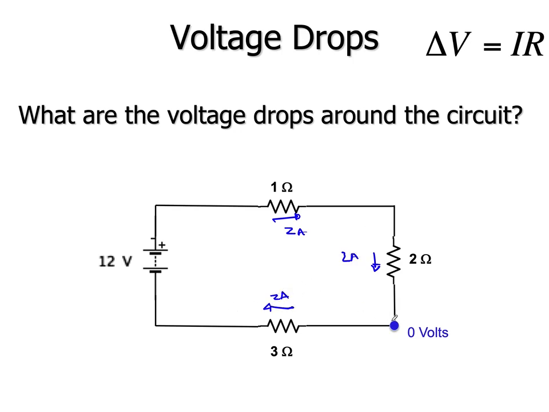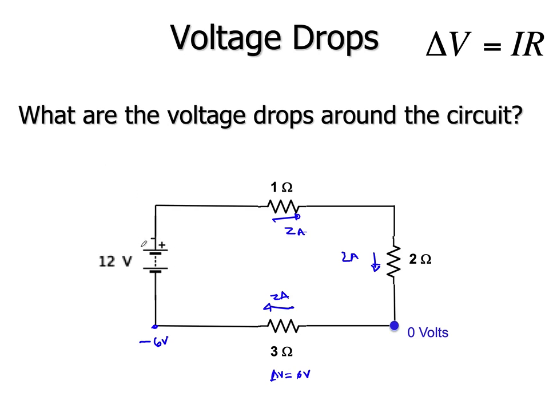But now what happens here? Well, my voltage drop across this resistor is 6 volts. But again, current's going around this way. So I go from 0 volts, I lose 6, and so by the time I'm over here, I'm at negative 6 volts. You're like, can you have negative potential? Yep, just like you have negative velocity, you can have negative potential.